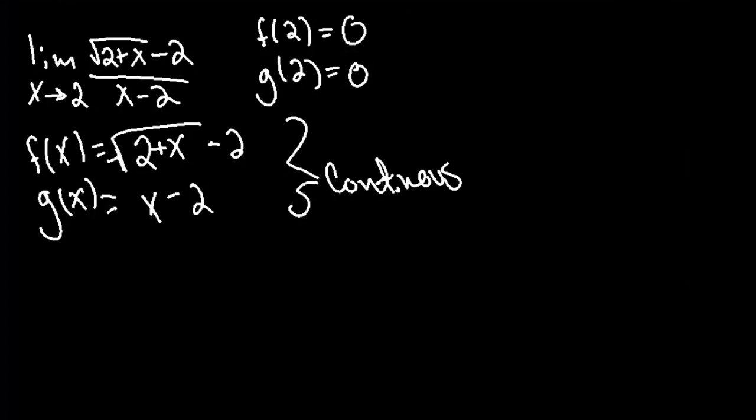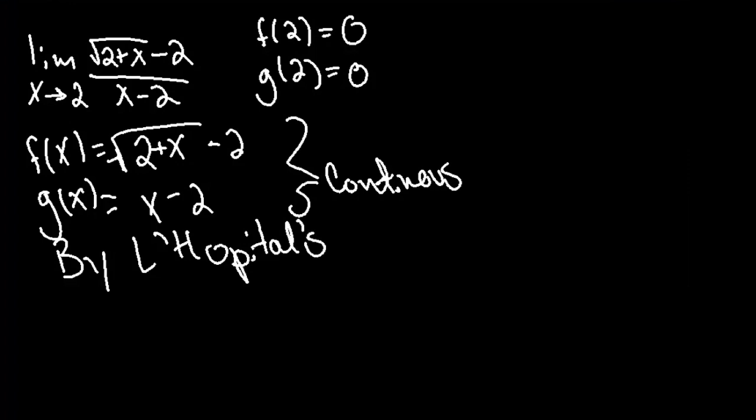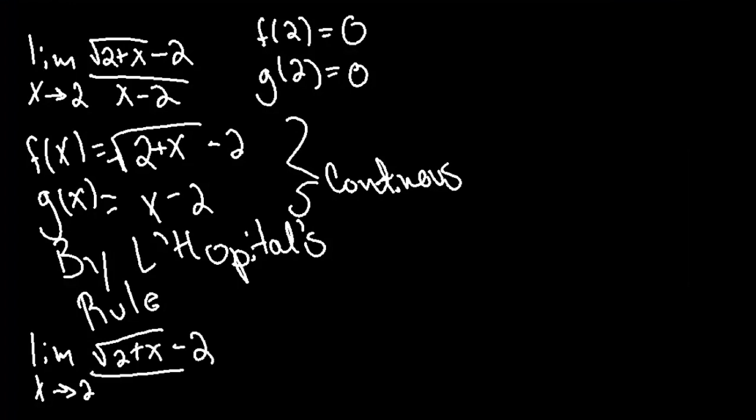So since we've established this, we can say by L'Hopital's rule that the limit as x approaches 2 for root of 2 plus x, minus 2, over x minus 2 is going to be equal to the same thing as the limit as x approaches 2, and we're going to do the derivative of f of x and g of x.